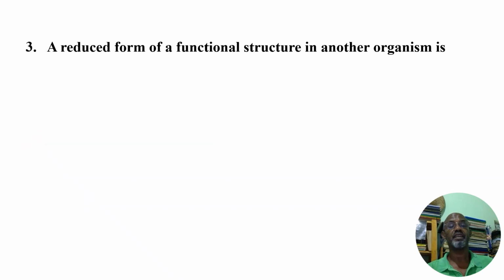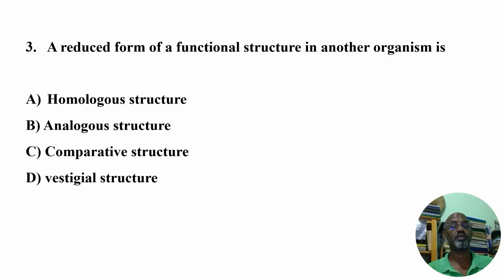Question number 3. A reduced form of a functional structure in another organism. It's functional in another organism, but in the near ancestral form, it is reduced and usually non-functional. Therefore, the choices are A. Homologous structures, B. Analogous structures, C. Comparative structures, D. Vestigial structures. The answer definitely is vestigial organs.